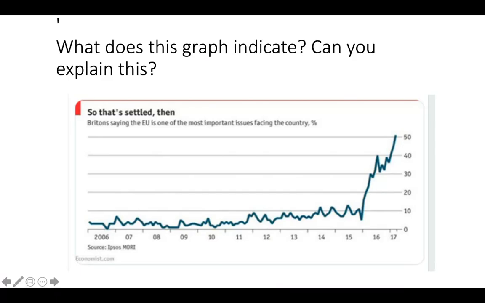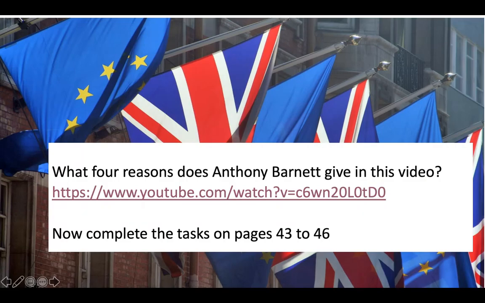This graph, of course, shows that really there was no interest in the EU before the referendum. So how can we explain this massive interest in the EU since the referendum? There's a nice video here from a Labour MP, Anthony Barnett, on his views on why Brexit took place. Have a look at that for his perceptions, and then complete the tasks on page 43 to 46 of your workbook, where you'll have to do a lot of research on the reasons for and the impact on Brexit.